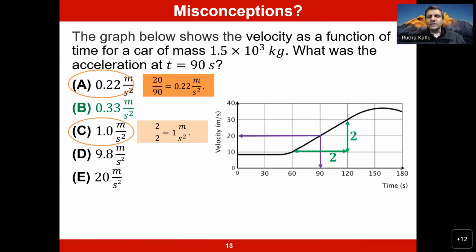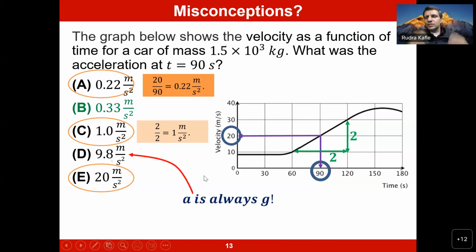Some people also choose this. There are two boxes here. They do not bother reading these numbers, but 2 divided by 2 is 1, so acceleration is 1 meter per second squared. That's what some of those students think. Some of them just read off the graph that at 90 seconds the velocity is 20 meters per second, and they wrote that number as the acceleration. And some students did not even bother doing any kind of calculation.